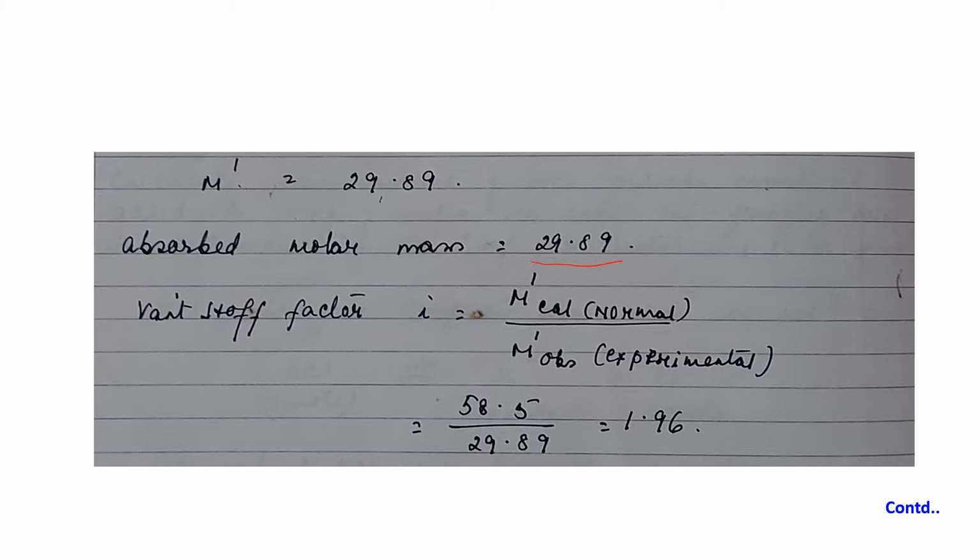Now the Van't Hoff factor i: we know the formula, m dash calculated, that means the calculated value of m dash, divided by m dash observed, that is the value we get experimentally. The calculated value is 58.5 and m dash observed is 29.89. So we get the Van't Hoff factor i equal to 1.96. After getting the Van't Hoff factor 1.96, we can calculate the value of alpha.